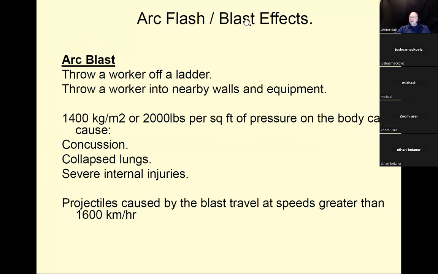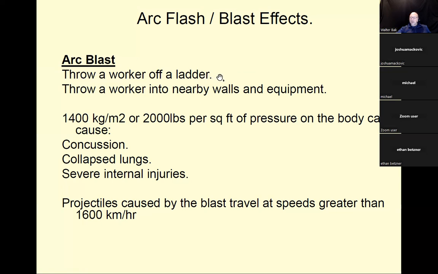Arc flash blast effects, right? What can arc flash do? Remember the picture of a train I showed you? The electricity, on that one relatively small wire to the mast of the rest of the train, can move that train just like a feather, right? So there's a lot of energy going on there. So arc flash effects blast, it can throw a worker off a ladder.